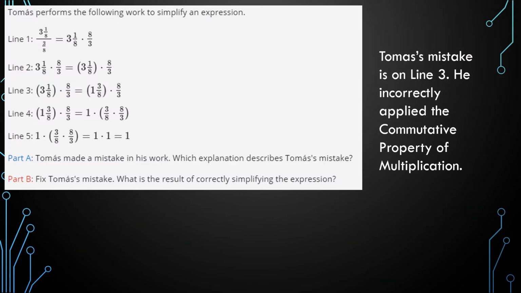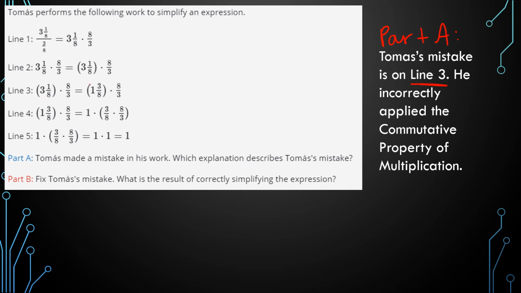All right, the next one. So here we have Tomas, and he's performing this whole problem here. He's given this kind of complicated question, and this is how he solved it. So we're going to be answering a part A and a part B, and we want to know where he made his mistake. If we look here, it says that he made his mistake on line 3. He incorrectly applied the commutative property of multiplication. So let's check this. This would be for part A.